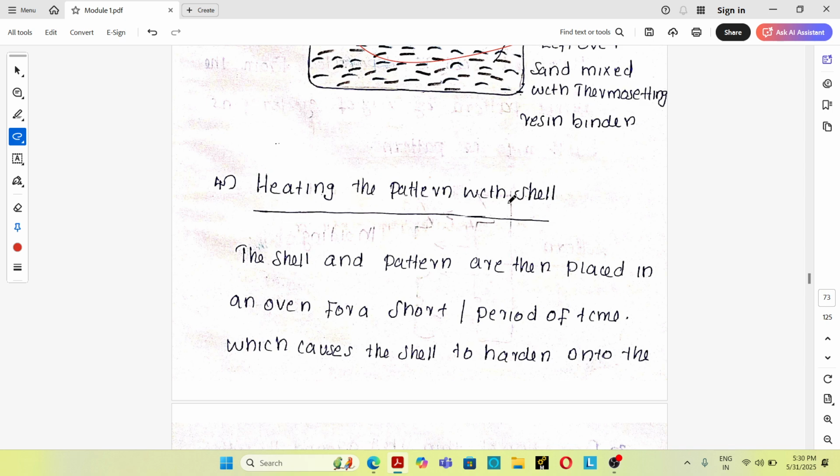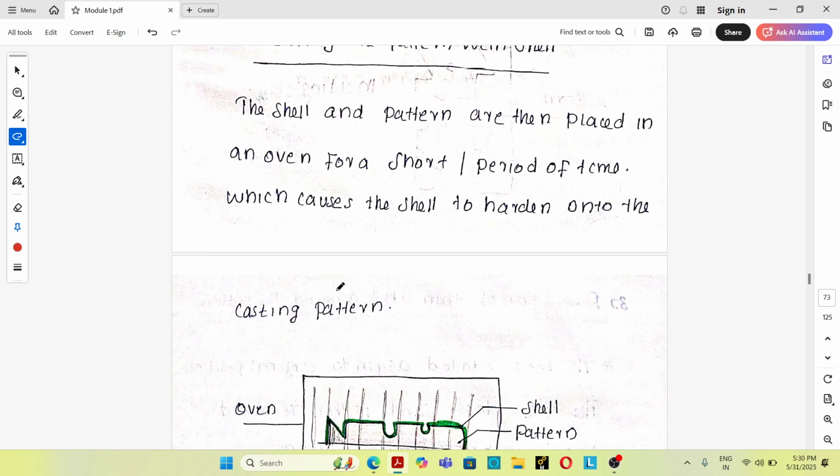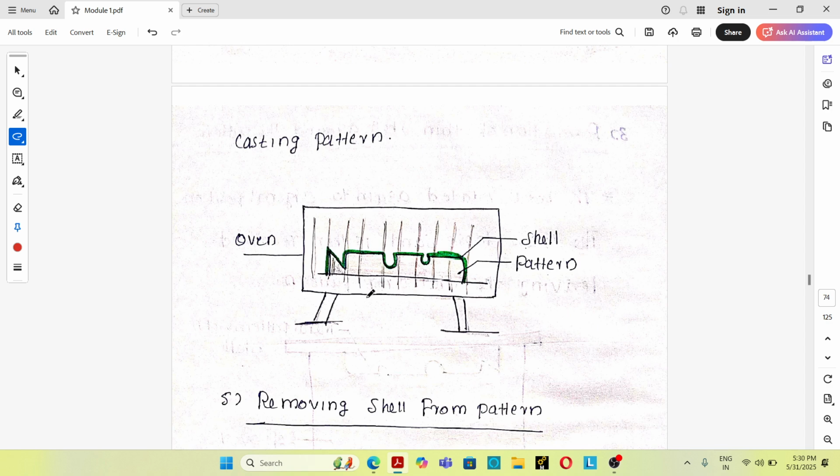Fourth step, heating the pattern with the shell. The pattern along with the shell is placed in an oven for a short period of time, which causes the shell to harden over the casting pattern. The pattern along with the shell is heated in an oven, which is used to increase the strength of the shell.